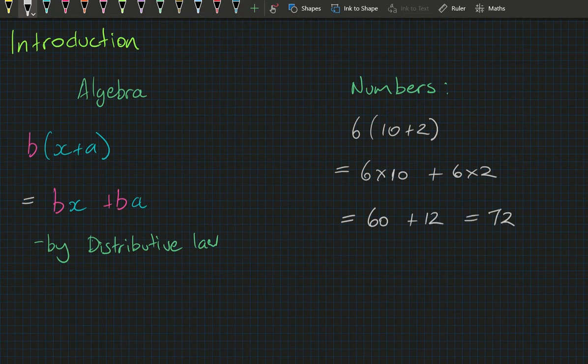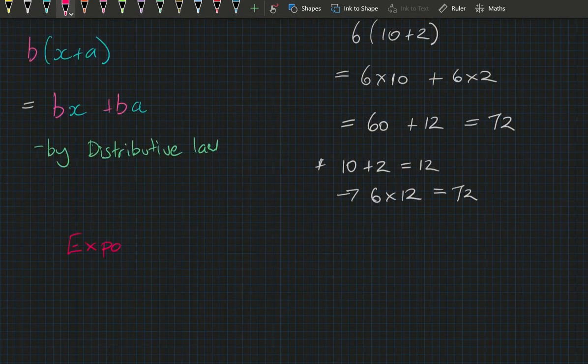Now we do this mental shortcut all the time to multiply 12 because 10 plus 2 is equal to 12, and so we now know that 6 times 12 is 72. I'm sure you already know that with your times tables. We're going to move beyond that and look at expanding two binomial products.